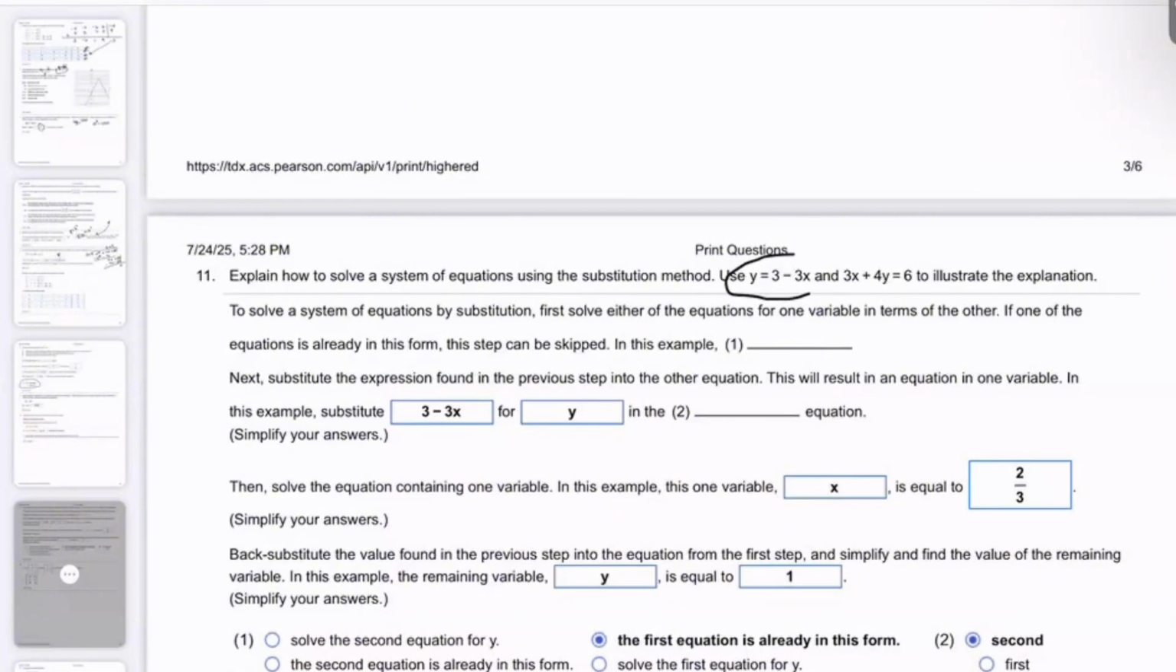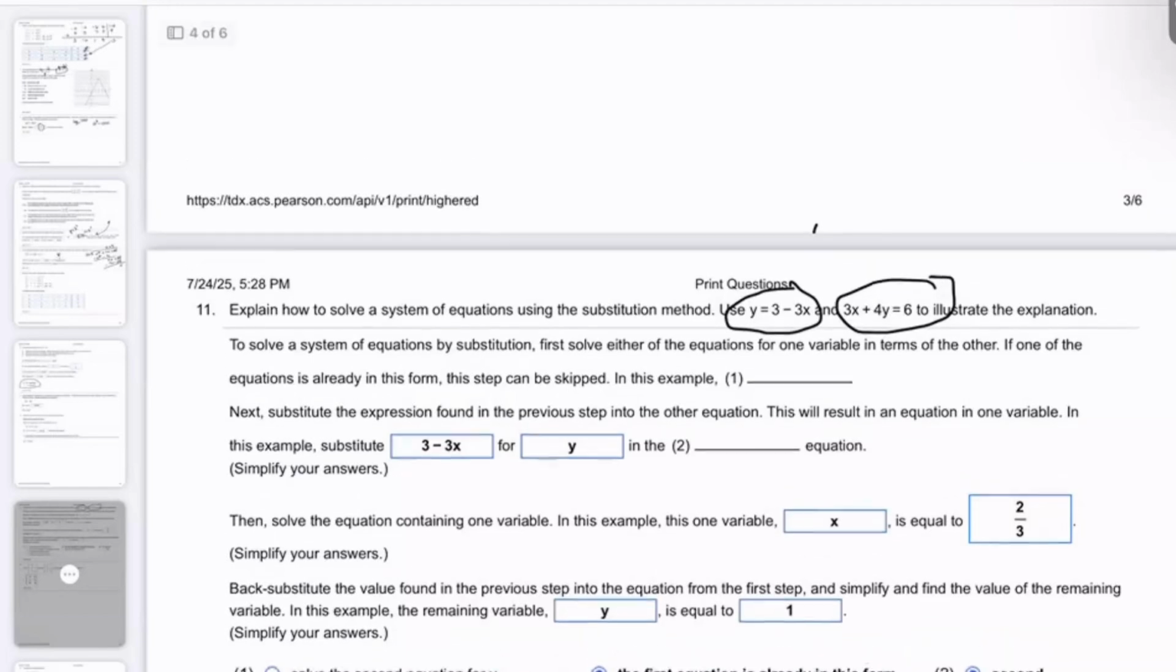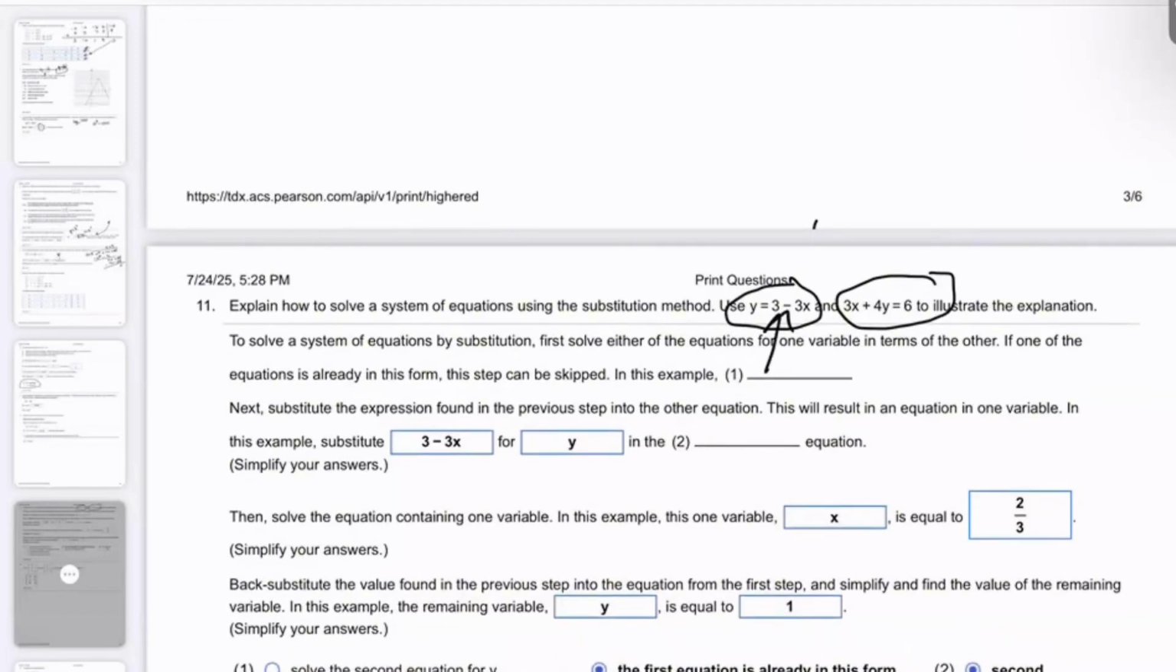we have the two equations. The first equation is already in this form. The second equation, next, substitute the expression found in the previous example into the other equation. This will result in an equation in one variable. And in this example, substitute what you have here into the second equation. So you see right here, the second equation.